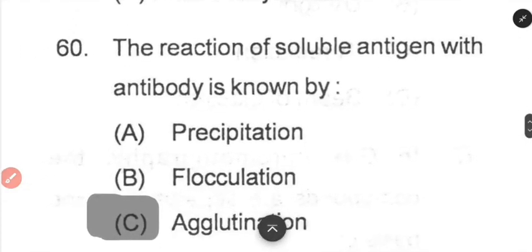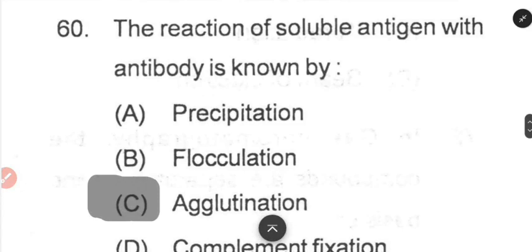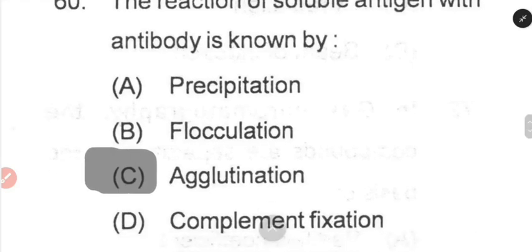Then, the reaction of soluble antigen with antibody is known as agglutination. It will agglutinate or coagulate, and the process is called agglutination.